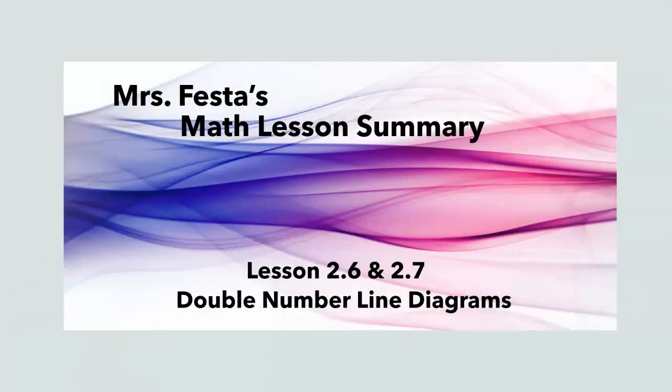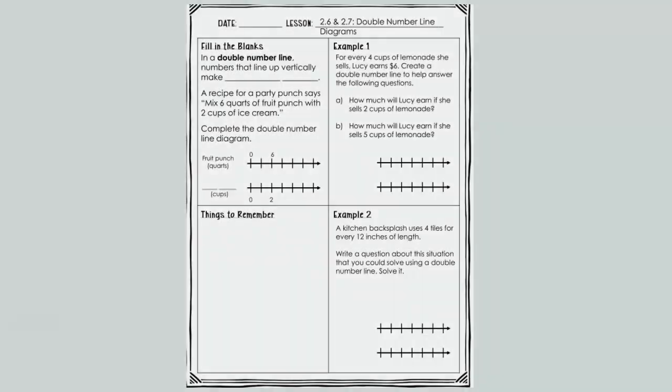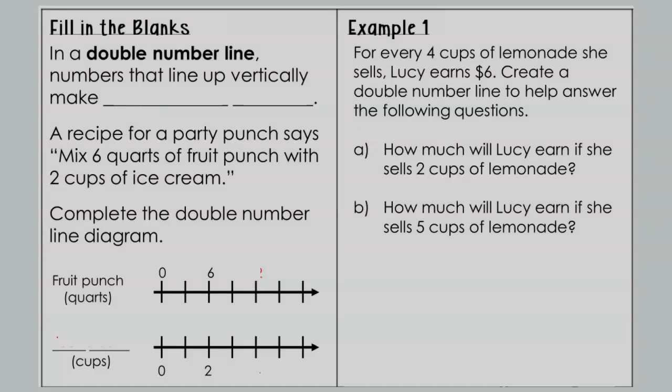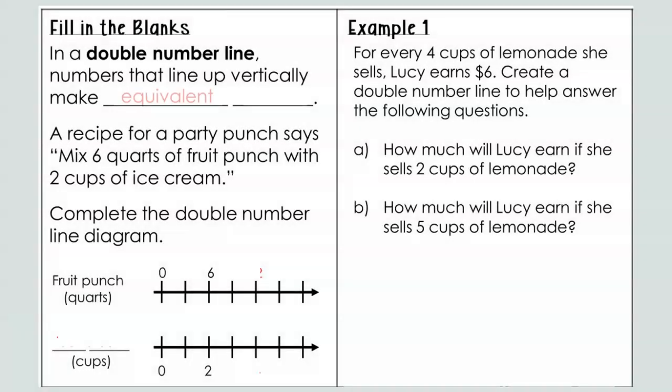Mrs. Festa's math lesson summary for lesson 2.6 and 2.7 using a double number line. Find this page in your packet for lessons 2.6 and 2.7 double number line. We're going to start with the fill in the blanks section. In a double number line, numbers that line up vertically make equivalent ratios.